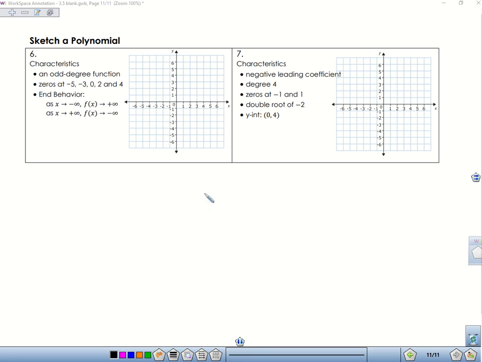So we use the characteristics to help us do this. So the first thing I usually like to do is I like to graph the zeros. Okay, the zeros are where we hit the x-axis. So I plot points at all the zeros.